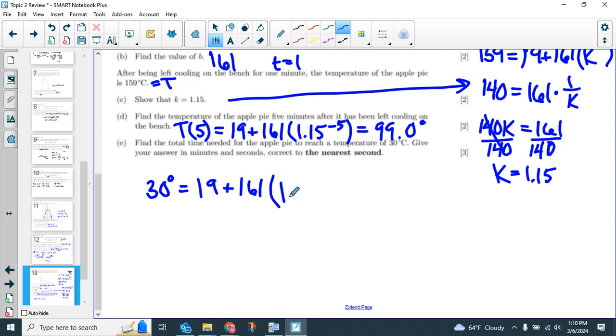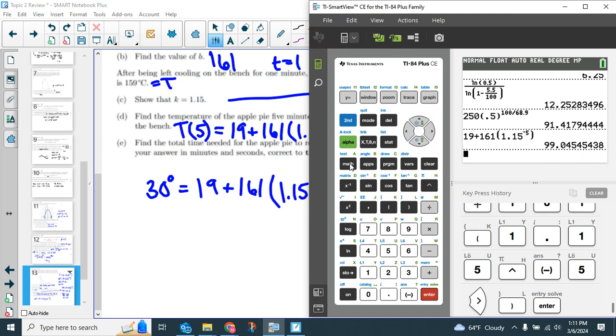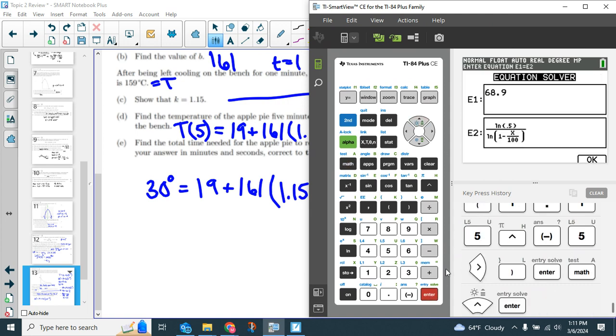times 1.15 to the negative t power. What am I going to use to solve this? A numeric solver. Could we use the definition of logarithm? Sure. Do we want to? No. All right, so we're going to go numeric solver.